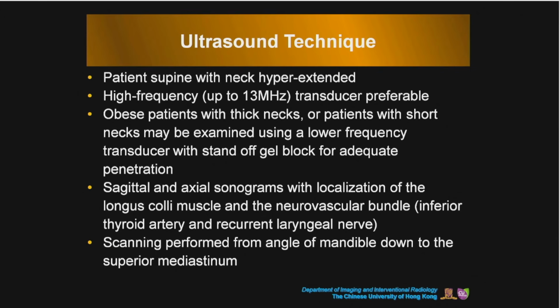Like anything in the head and neck, the patient lies supine, but the neck must be hyperextended because you want to see that gland pop out. You use a high resolution transducer, nothing less than 7.5. I keep saying nothing less than 7.5. And then you'll do axial and transverse scans.